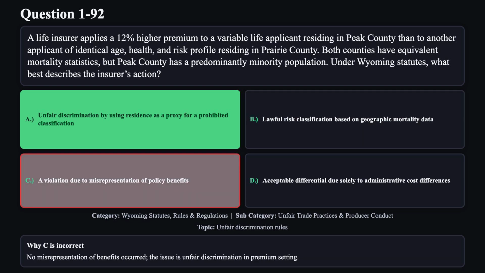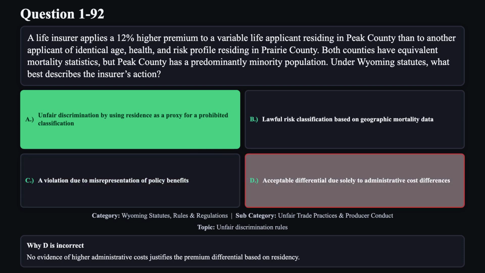Reason C is not correct. No misrepresentation of benefits occurred. The issue is unfair discrimination in premium setting. Reason D is not correct. No evidence of higher administrative costs justifies the premium differential based on residency.